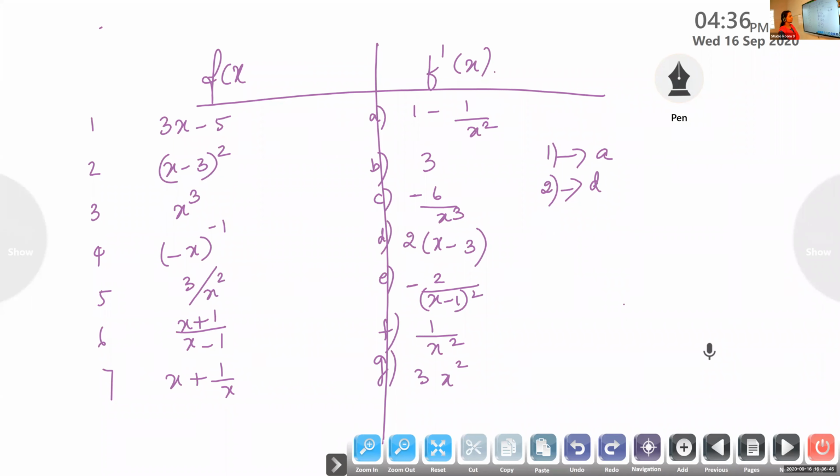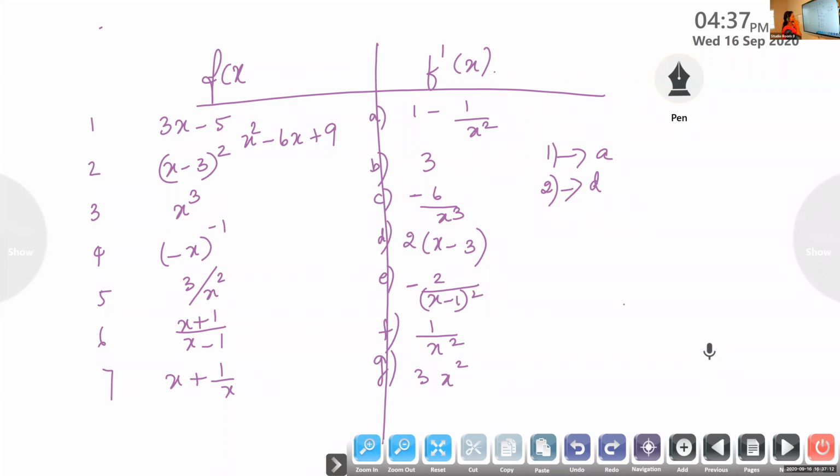How? You can expand this, isn't it? When you expand x minus 3 the whole square, you will get x square minus 6x plus 9. So derivative of x square is 2x, and derivative of minus 6x is minus 6. From these two terms, you can take 2 outside, you'll get the answer.